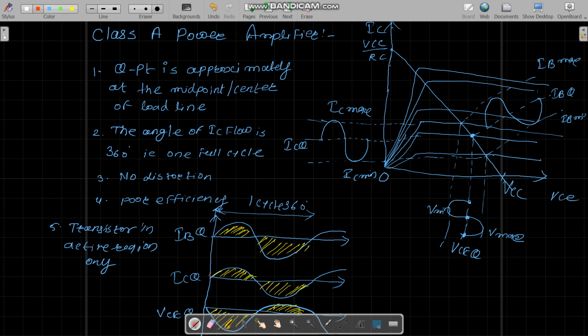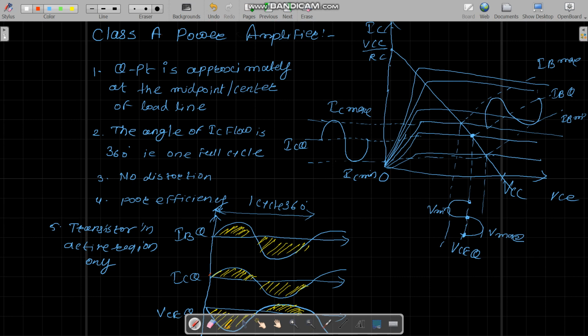Therefore, we say that the class A power amplifier will not have any kind of distortion, neither positive nor negative, and no part of the signal is getting clipped off. Therefore, distortion is absent in class A power amplifier. But the thing is, it has poor efficiency compared to the rest of the types of power amplifiers. The main point to remember is that this happens because you have selected the operating point in the middle of the active region. So this is what your class A power amplifier is.